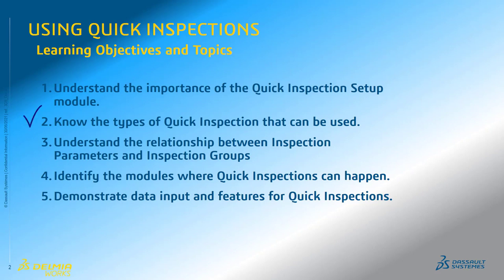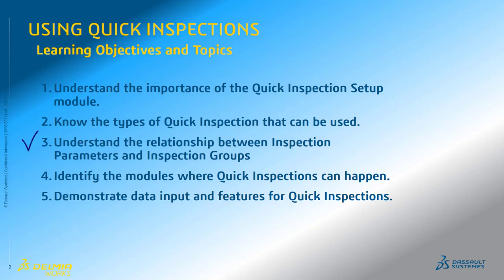Secondly, we want you to know the types of quick inspections that can be used, and you'll see that we can have inspections for master inventory parts, for AKA buying and selling items. Your engineering quote is going to have an inspection setup, your work centers, and processes. So we have multiple different types of inspections that can be used based on your process.